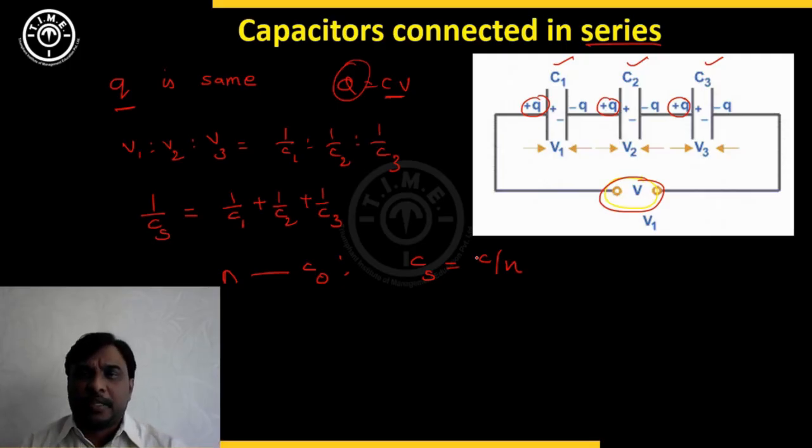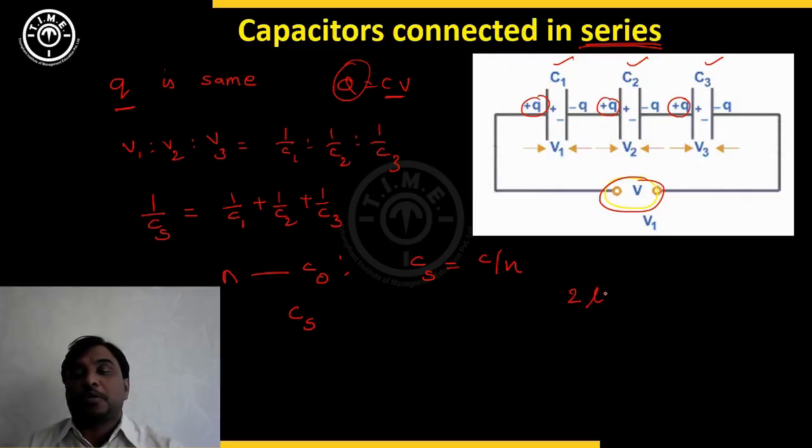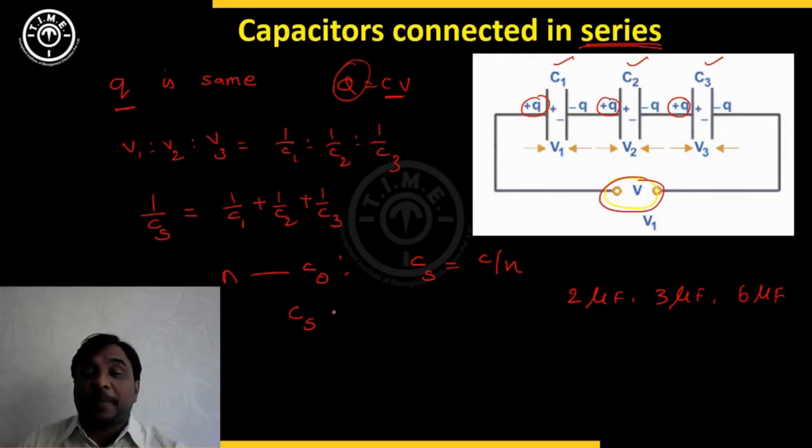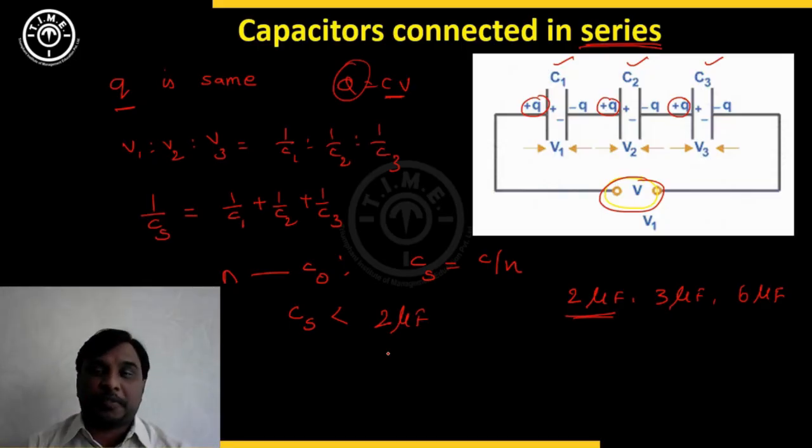Sir, where do we use this? See, in some part of the circuit, two capacitors are available. You want to use both capacitors, but the net capacitance should be a lesser amount. Then you connect them in series. Moreover, when you connect capacitors in series, the effective capacitance is less than the least capacitance. Let's suppose you have 2 microfarad and 3 microfarad, and let us suppose 6 microfarad, connected in series. The effective capacitance is less than the least value, less than 2 microfarad. If you want to reduce the capacitance, connect them in series.